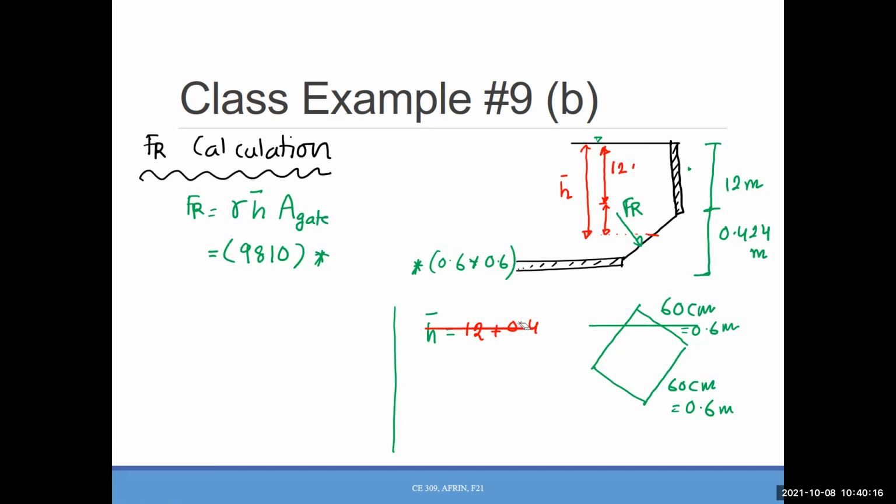So I think for this problem, that was the difficult part, and some of you will struggle on that part. So let's make sure we understand that. We need to know the distance from water surface to centroid of the area, right? And since this is a rectangular area, here the centroid will be exactly at what? Midpoint.